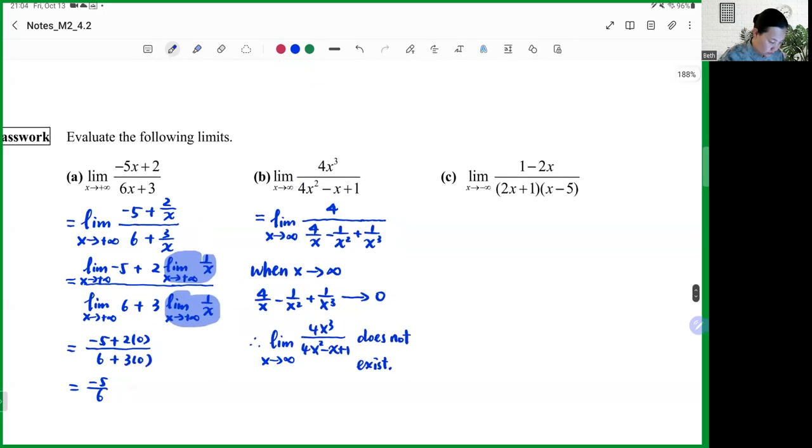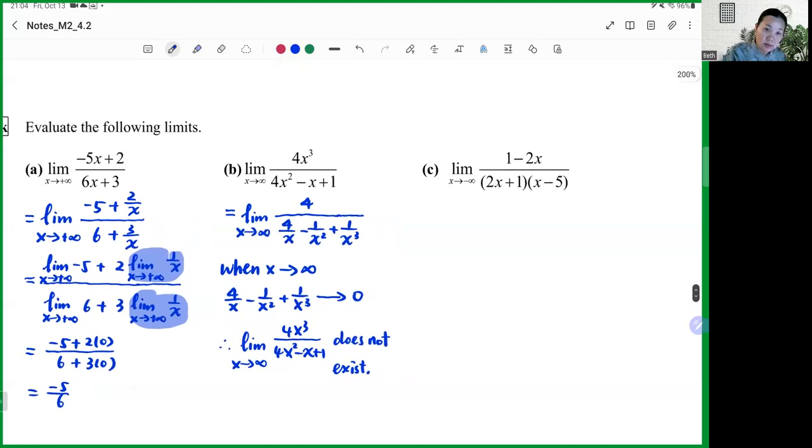In this question, the denominator is of power 2. The numerator is of power 1. I need to divide x squared. And when I do that, I don't even have to expand the denominator. Limit x tends to -infinity.